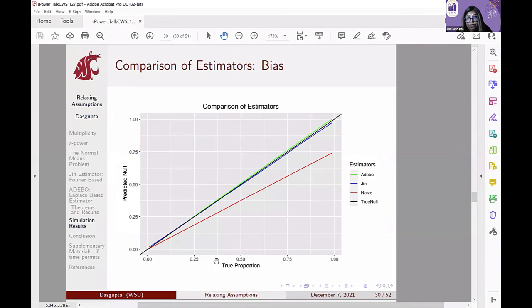So, simulation results. If you look here, the green estimator is the Audible estimator. The black is the true value. The blue is Gene's estimator, and the red is our naive estimator. We knew that the naive one didn't work very well, and it definitely underestimated, but that was what we had used before. So if you look at Gene's estimator and Audible's estimator, none of them are really unbiased.